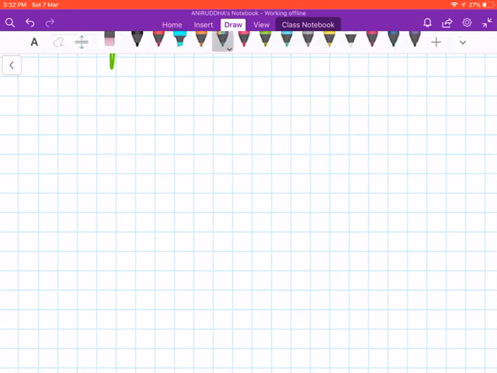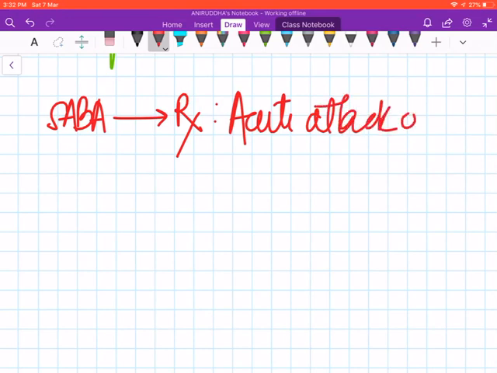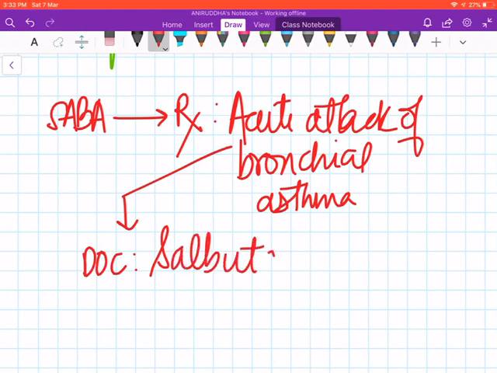Now the next is the uses. All the SABA drugs can be used in the treatment of an acute attack of bronchial asthma, and in fact the drug of choice is, as you know, salbutamol.